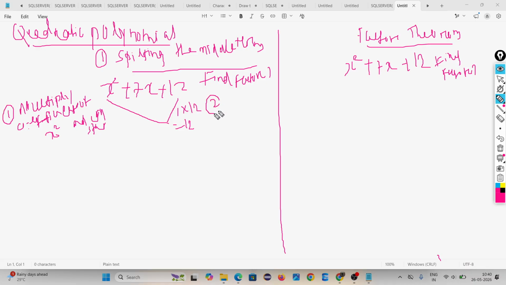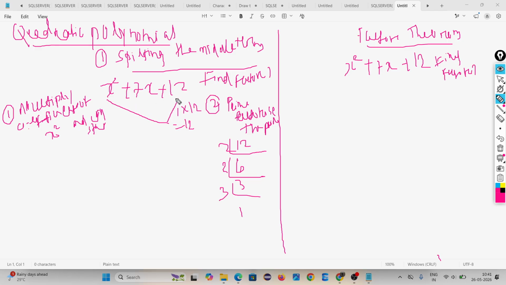Step 2: prime factorize the product. Whatever value you get, you have to do the prime factorization. 12 is 2, 6, 2, 3, 3, 1.